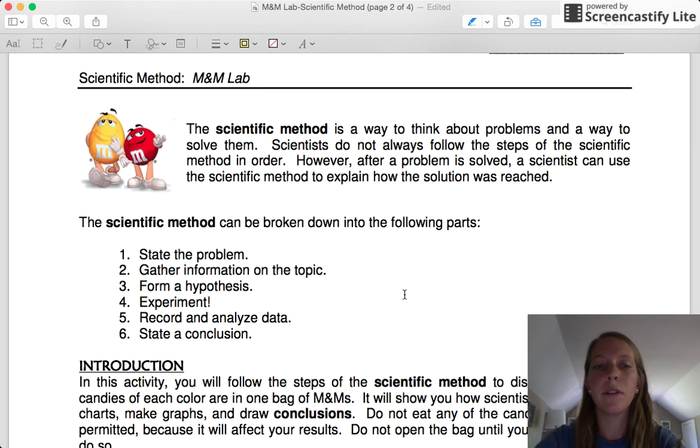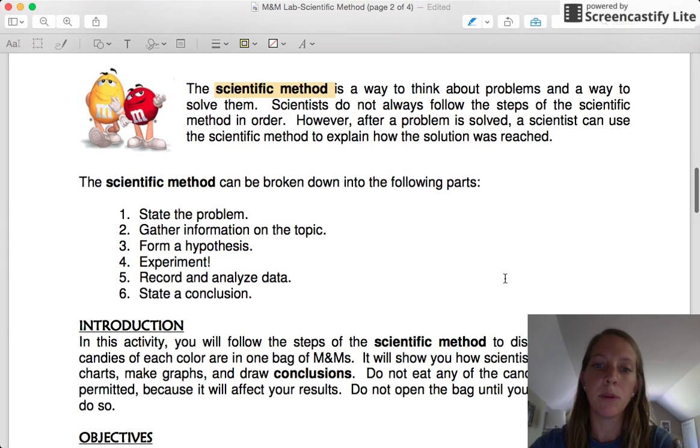So the whole point of this M&M Lab is to work through the scientific method. And here it says the scientific method is a way to think about problems and a way to solve them. Scientists do not always follow the steps of the scientific method in order. However, after a problem is solved, a scientist can use the scientific method to explain how the solution was reached. But for the most part, scientists do go through it in order.